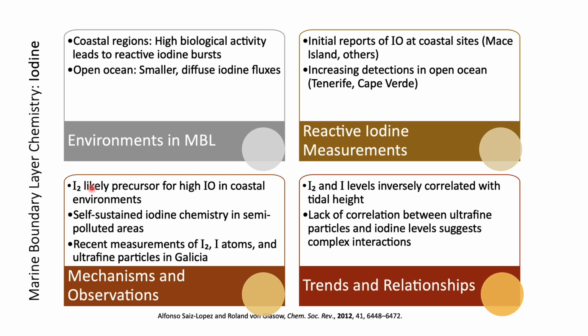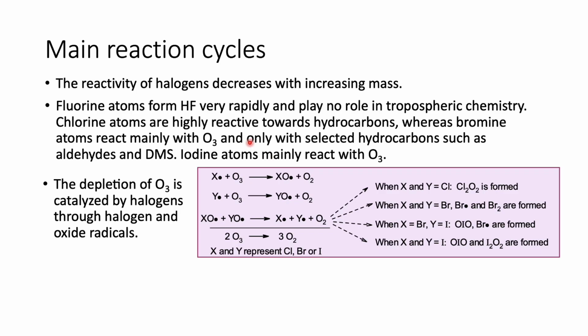What is the mechanism? Iodine is a likely precursor for high IO in the coastal environment. Iodine oxide is obtained from iodine. Self-sustained iodine chemistry in semi-polluted areas is known. Similarly, recent measurements of iodine, I atoms and ultrafine particles in Galway tell that iodine is involved in all this process. Currently people are predicting that iodine and I levels are inversely correlated with the tidal height. Similarly, there is no or very weak correlation between ultrafine particles and iodine levels, suggesting a complex interaction involved.